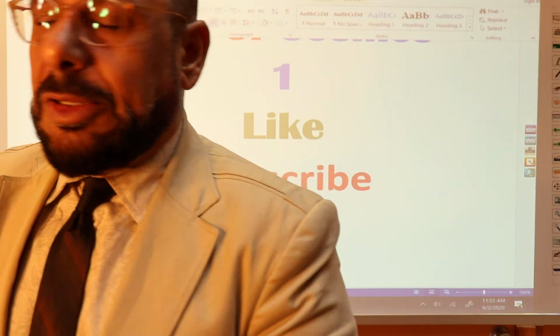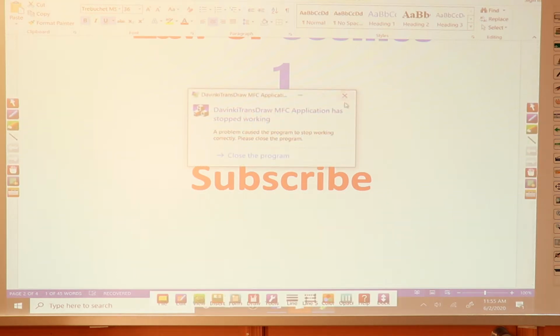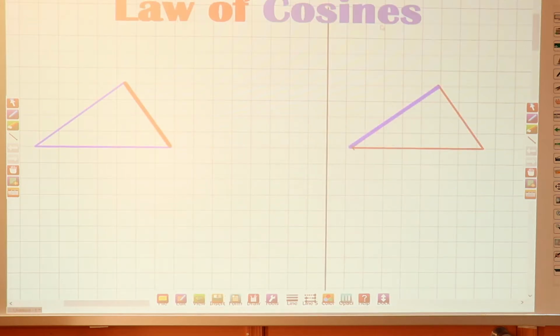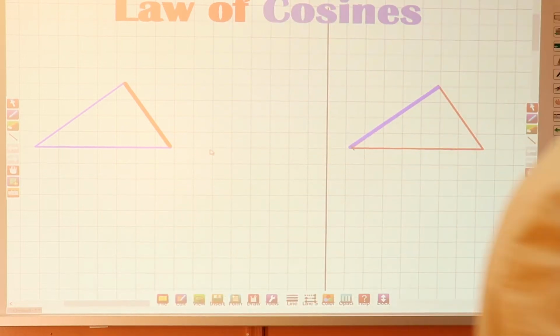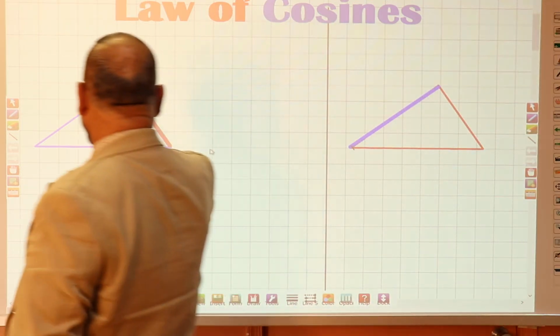Okay, let's start. What I mean by law of cosine: I have here some triangles, and I will start the class. Let us go to the first triangle.